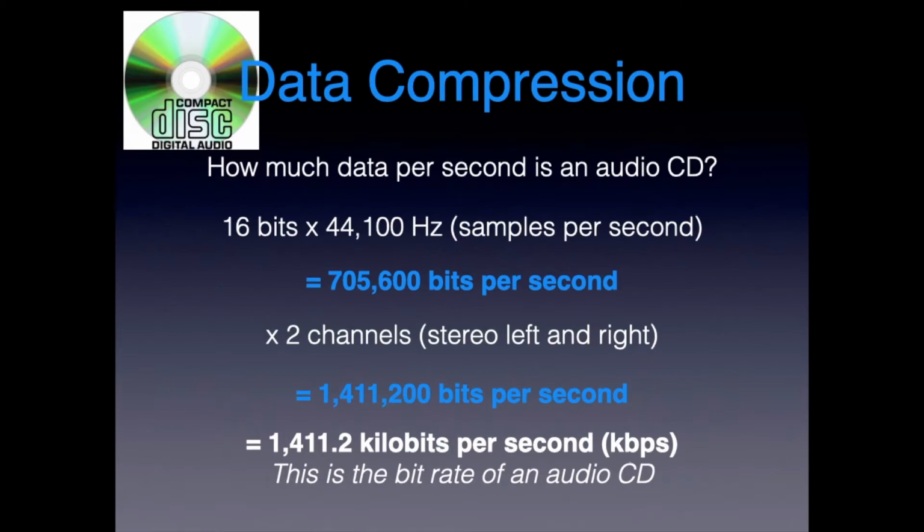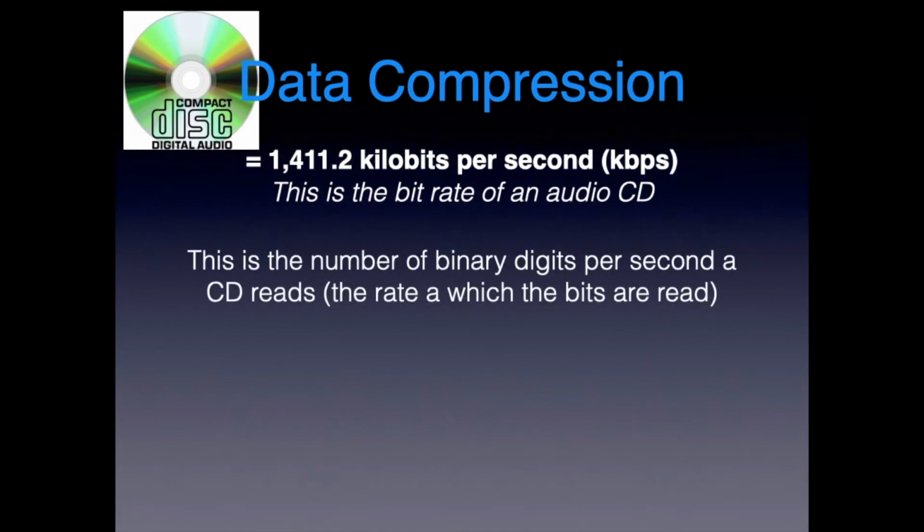Just a reminder, it's very important to understand that bit depth and bit rate are different terms and mean different things. We're now talking about bit rate, which is useful to understand for data compression. 1,411.2 kilobits per second is the number of binary digits per second, the number of zeros and ones per second a CD reads.